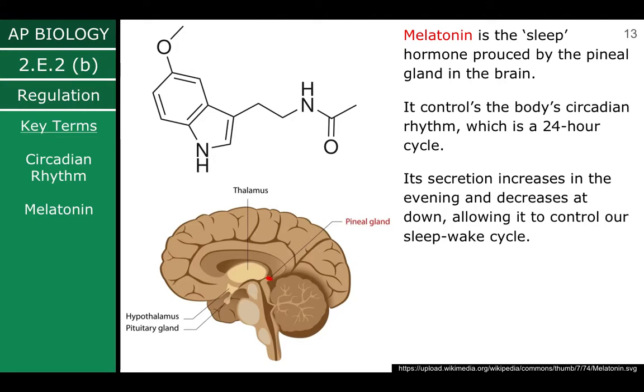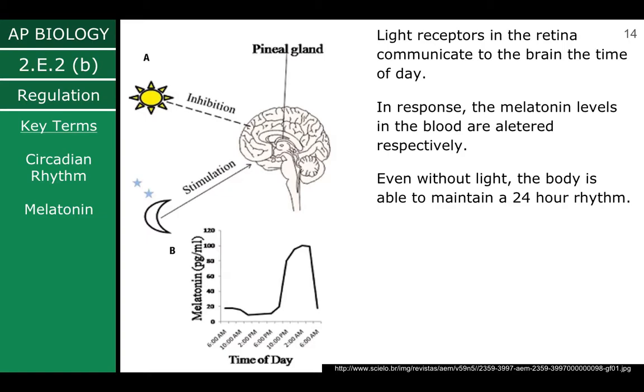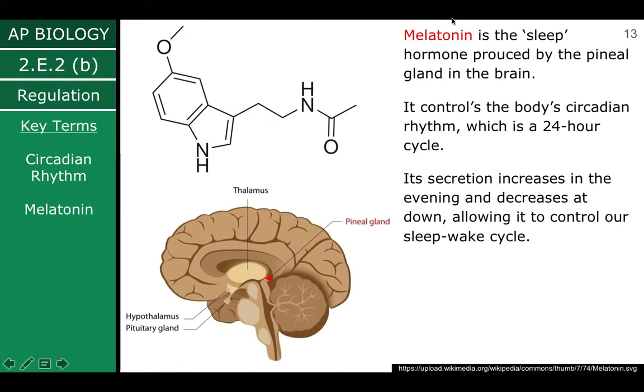Melatonin is the sleep hormone produced by the pineal gland in the brain. It controls the body's circadian rhythm, which is a 24-hour cycle. Its secretion increases in the evening and decreases at dawn, allowing it to control our sleep-wake cycle. So know that that's melatonin in charge of that.